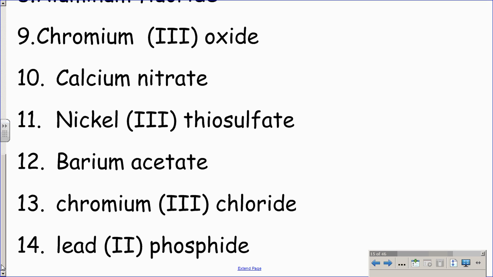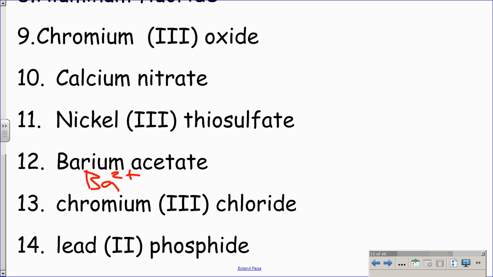So let's do number 12, barium acetate. Barium has a Ba symbol. What's its charge? I want your periodic table out. Shout it out. 2+, thank you, loud and proud. We're a big happy family here. So 2+ for barium.